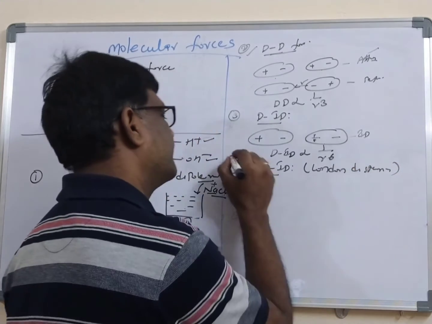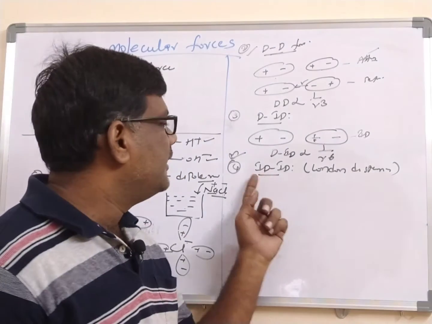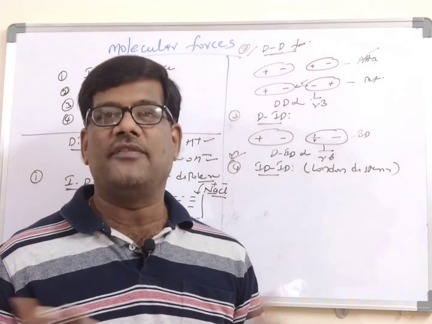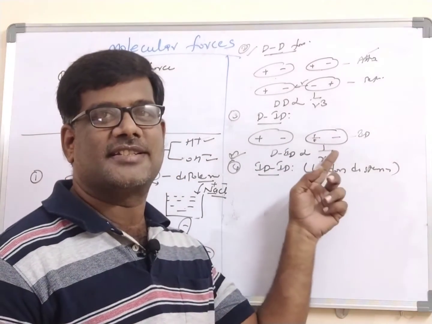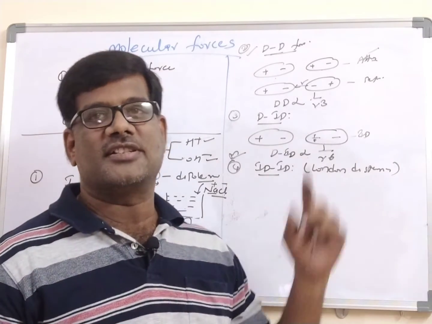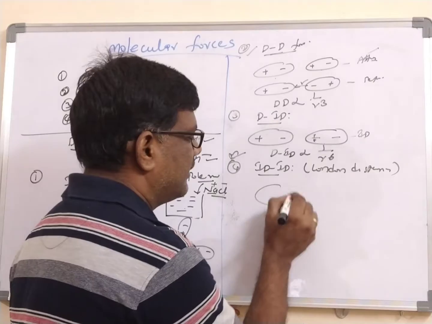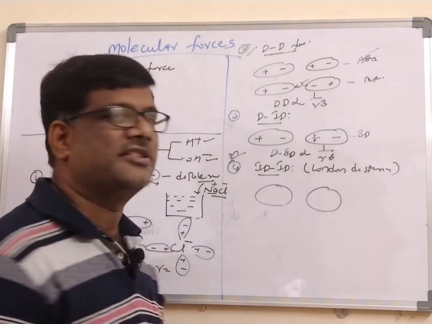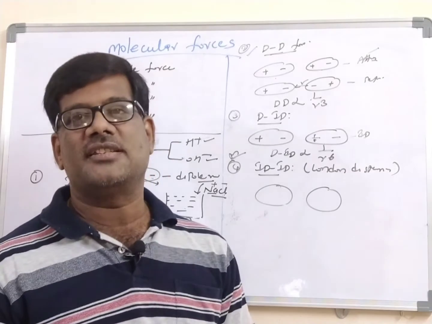Fourth is the induced dipole force, which is called the London dispersion force. London dispersion force is very important for your IPE as well as the EAMCET. Here both are induced. How is it possible? In the earlier case, it was possible because one was a dipole molecule, which gives the dipole nature to the neutral molecule. But how do you get induced on both? Now I am taking them both as neutral, no positive, no negative.